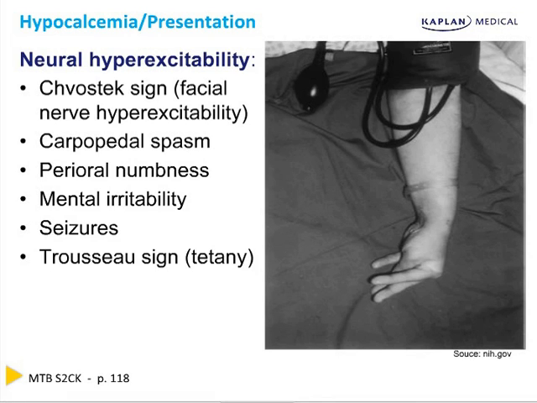Perioral numbness happens when people hyperventilate, like in a panic attack. They get perioral numbness from decreased free calcium. Mental irritability happens as part of the hyperexcitability, and ultimately seizures. That's the worst form of hyperexcitability of any kind.